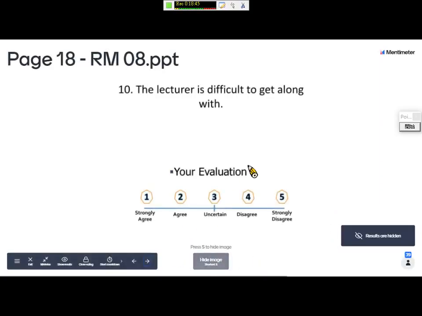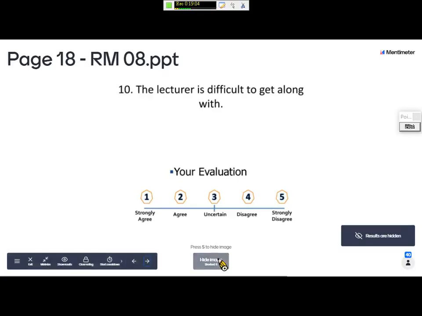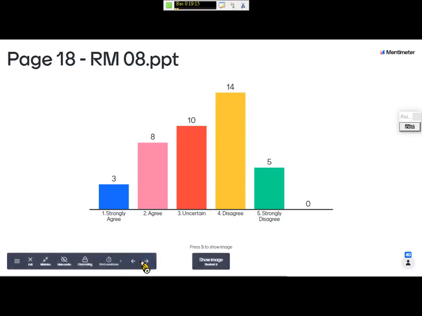And how about this one? The lecturer is difficult to get along with. This is your understanding that the teacher is very distant, very cold. Cold heart. Doesn't care about you, right? So let's see. Okay, so disagree. And it's kind of very difficult to get along with. Okay, I am very difficult to get along with.